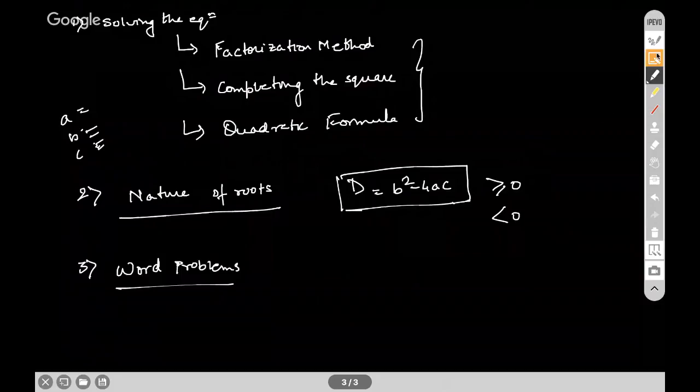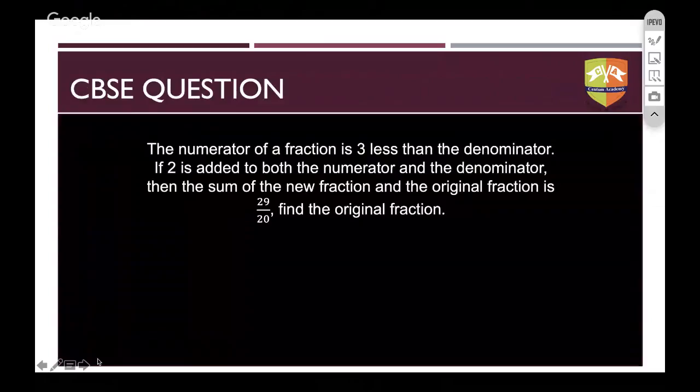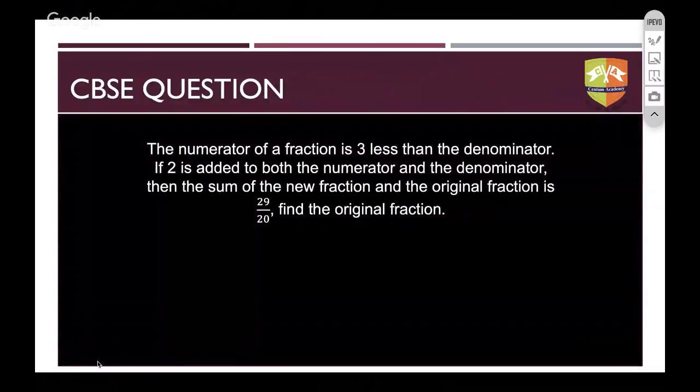So let us take one word problem which was asked in previous year, and let us try and solve that question. So here is the question. The question says, the numerator of a fraction is 3 less than the denominator. I have solved this question also and have posted the solution online on our YouTube channel, so you can go there and see that.